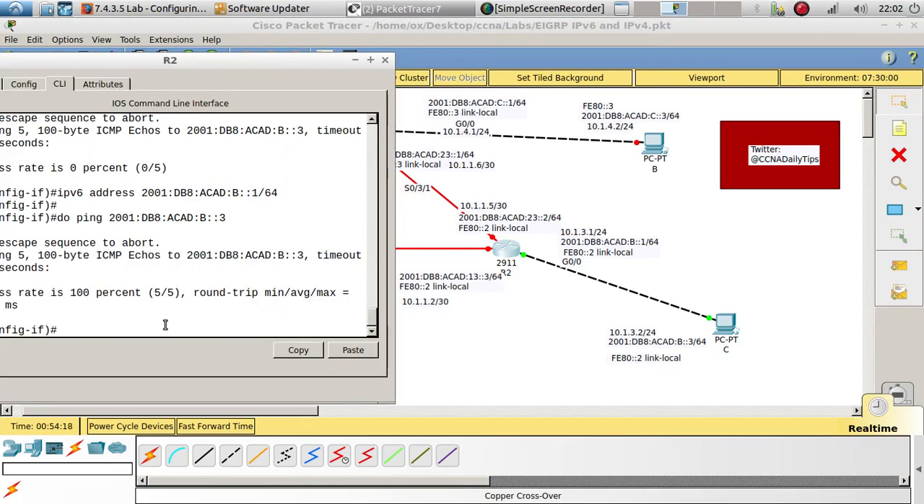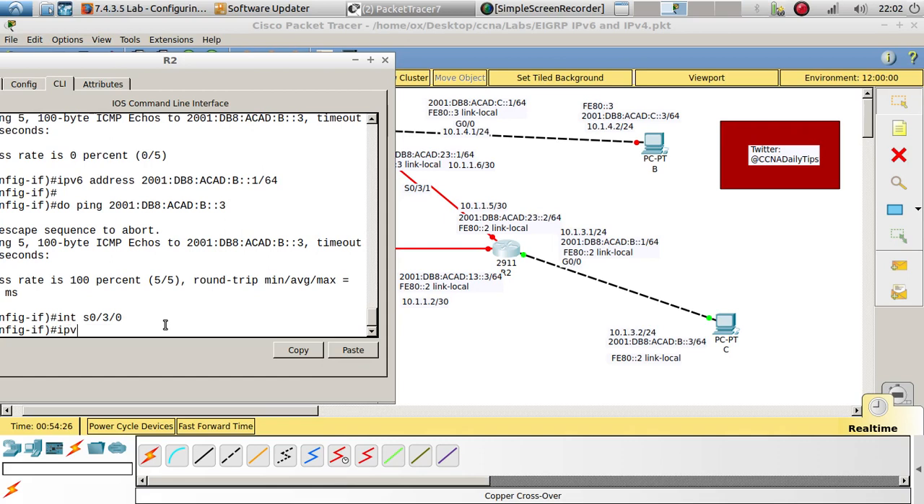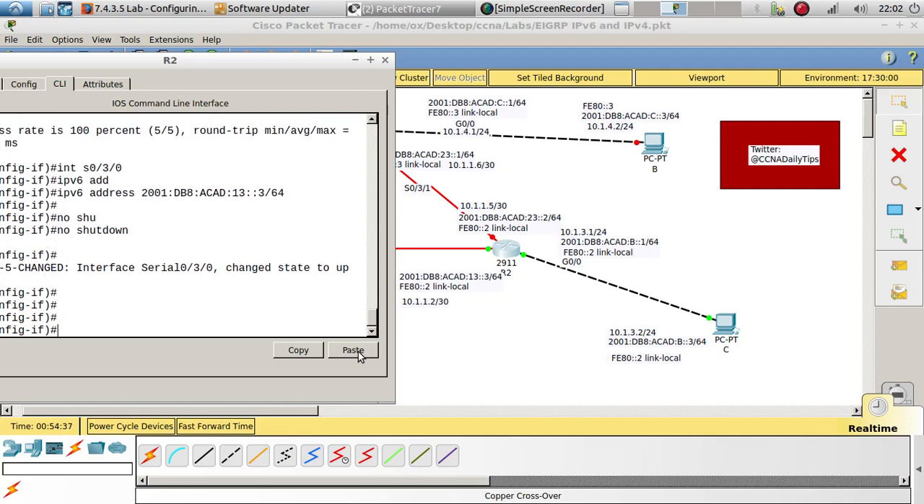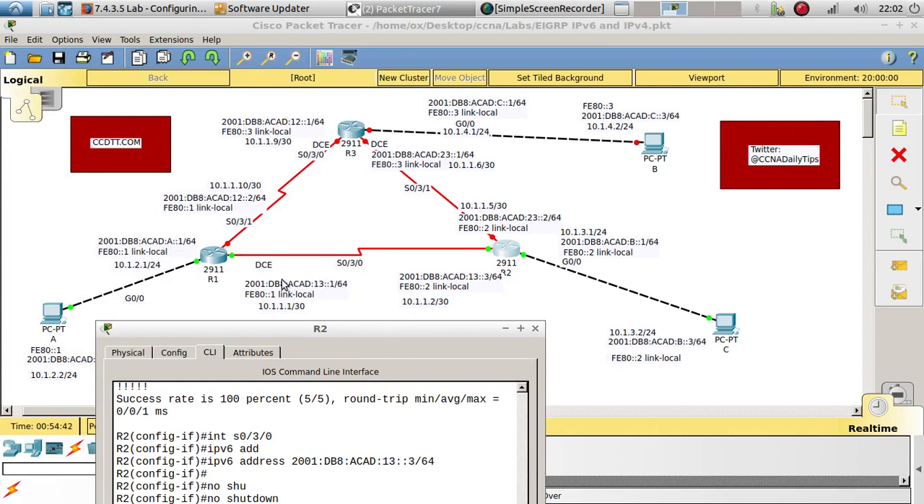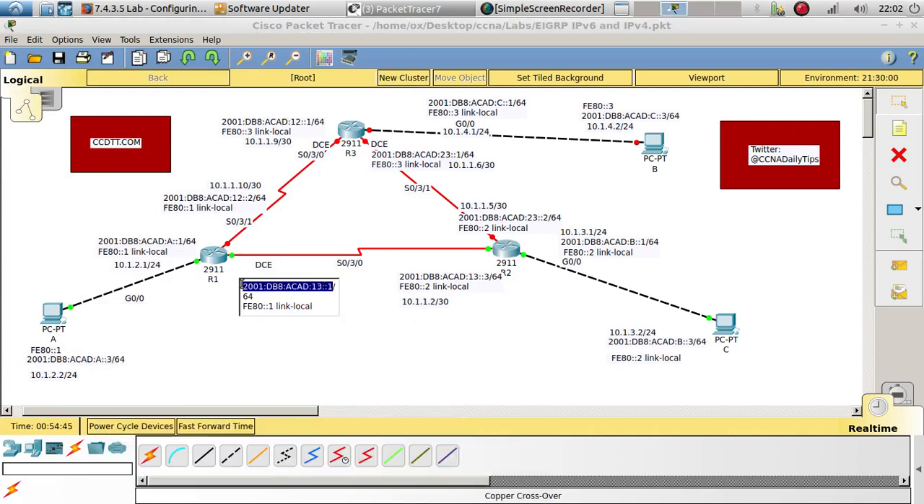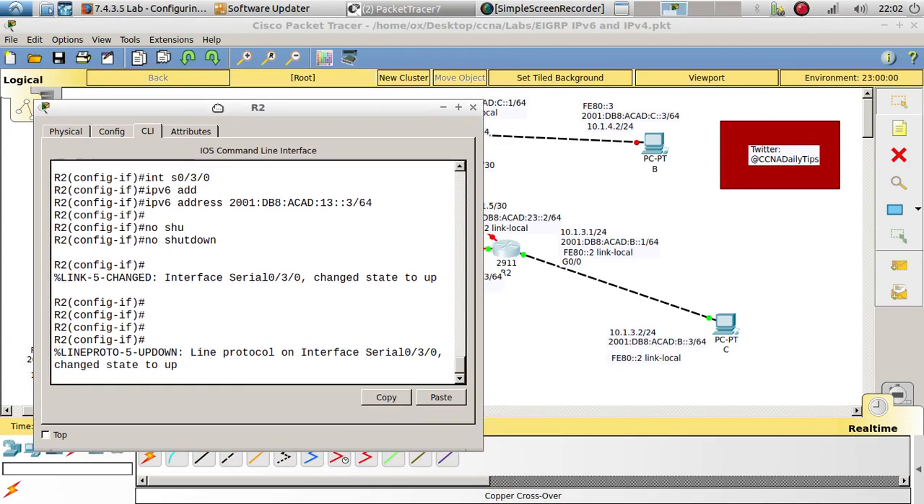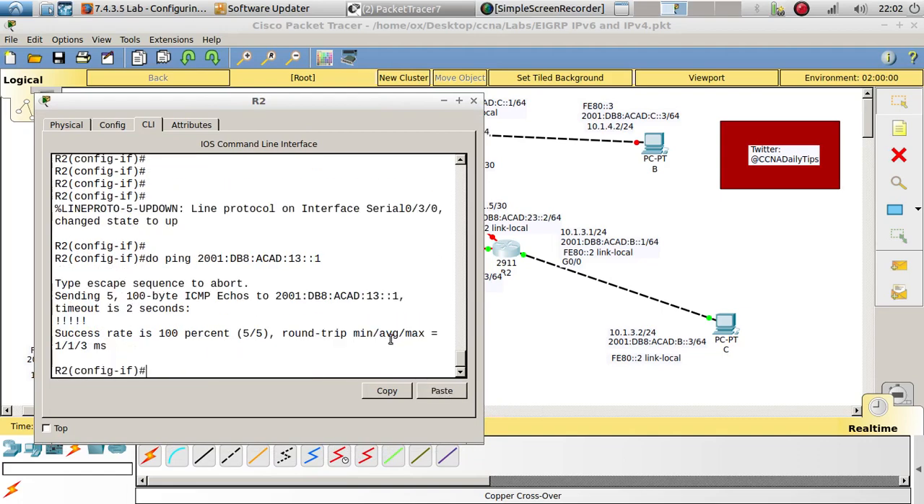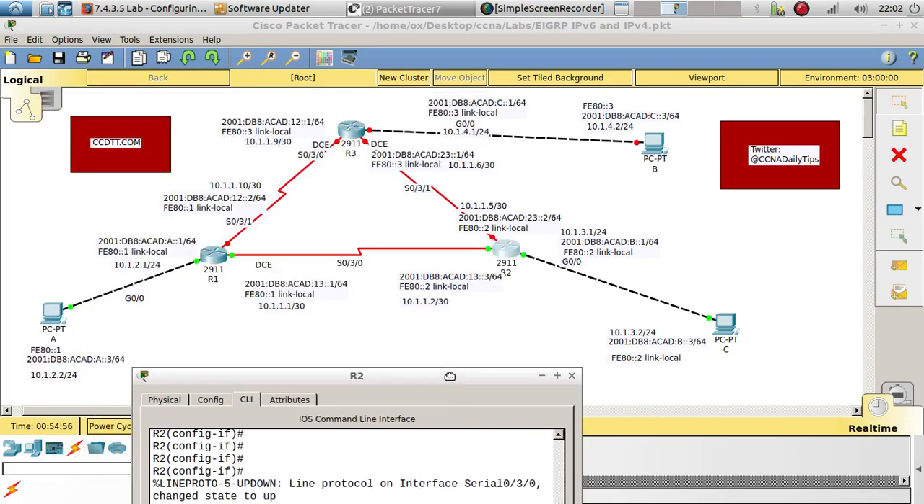this interface, which is interface 0/0, link 30030 IPv6 address. Let's do a no shutdown. So now these two interfaces are up. So let's see if we're able to ping now this interface, which is on router 1. So do ping, and we are able to ping router 1 from router 2.